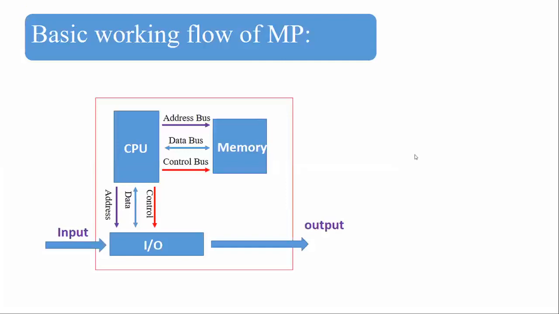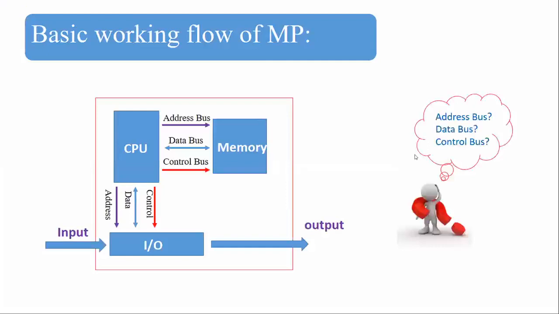So we have CPU and memory, as you can see. When you say address bus, data bus and control bus, what are they? We do not know yet, so just an overview: the address bus sends out the address.